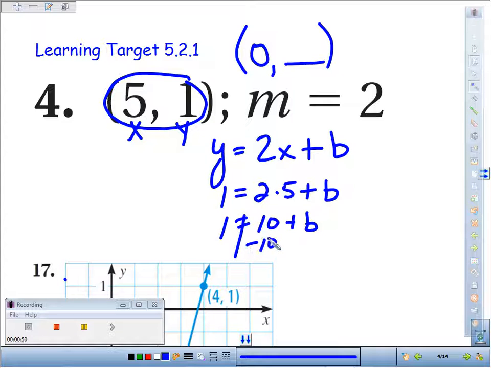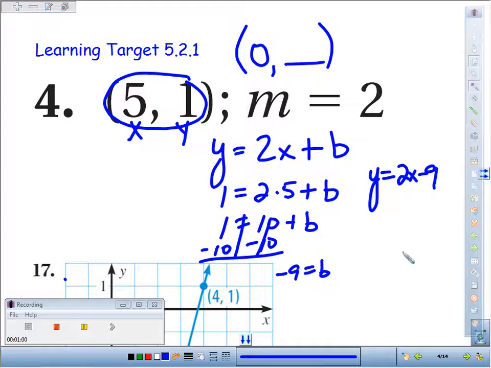So it's just a fence post problem. We'll subtract 10 on both sides. And we get negative 9 equals b. So then we know our full equation is going to be 2x, and our y-intercept we just figured out was negative 9. Now that's one way to work the problem.